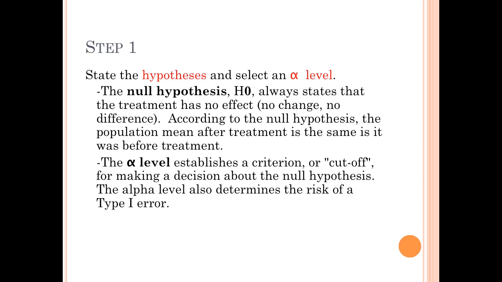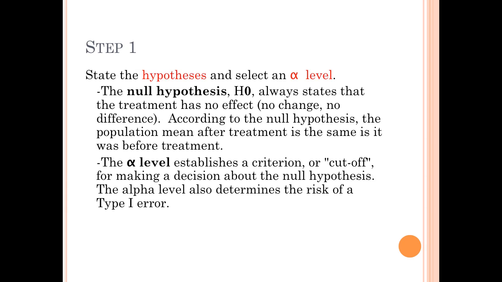So, step 1, state the null hypothesis and select an alpha level. The null hypothesis, H sub 0, should be sub 0, not large O, always states that the treatment has no effect, no change, no difference. Basically the status quo, whatever is already out there. According to the null hypothesis, the population mean after treatment is the same as it was before. The alternative hypothesis is everything else.